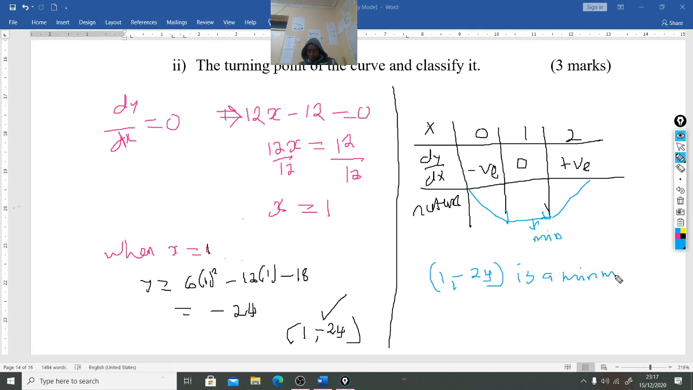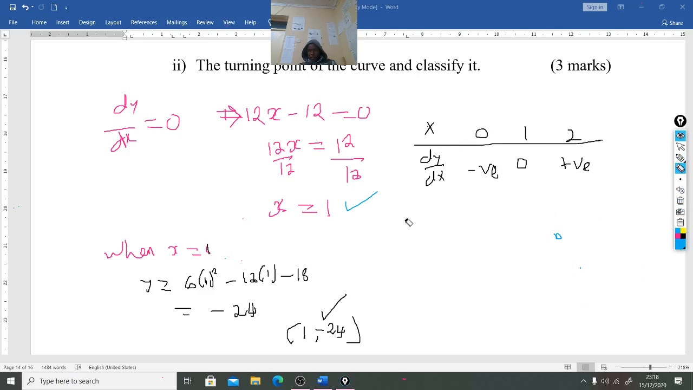It's a minimum point. So that's how you show the nature. So the nature of the point is a minimum point. Then the next question is that we have understood it's a minimum point.